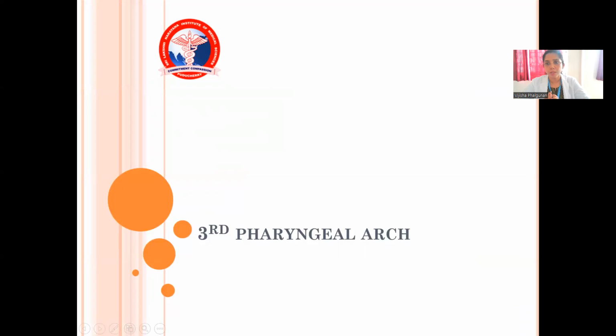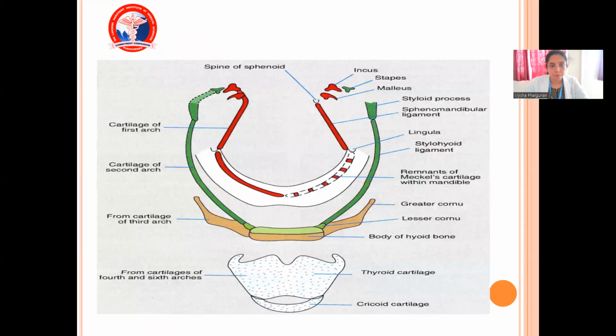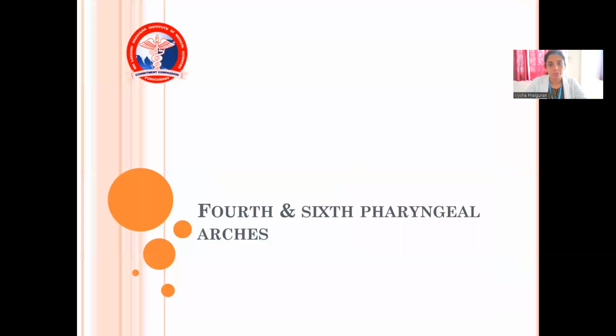Something about the third pharyngeal arch. For the third pharyngeal arch, the cartilage component is the lower part of the body and greater horn of the hyoid bone. We have seen that picture. The muscle derived from this arch is the stylopharyngeus muscle. The glossopharyngeal nerve is the nerve of the arch. For the artery, the common carotid and internal carotid arteries, and part of the external carotid. The yellow colored part is derived from the third pharyngeal arch.